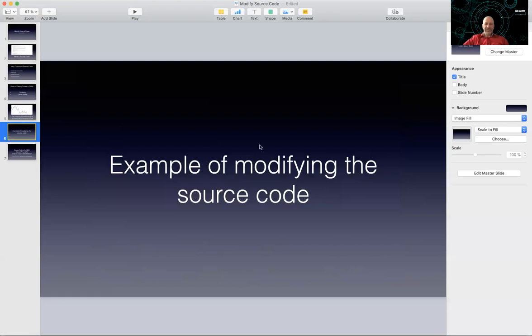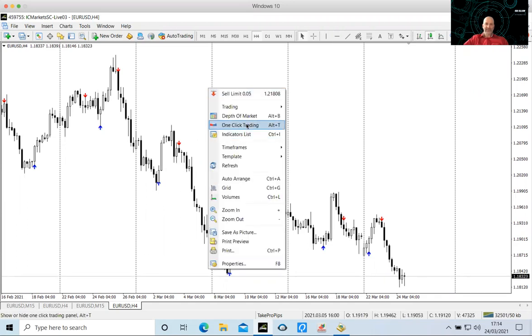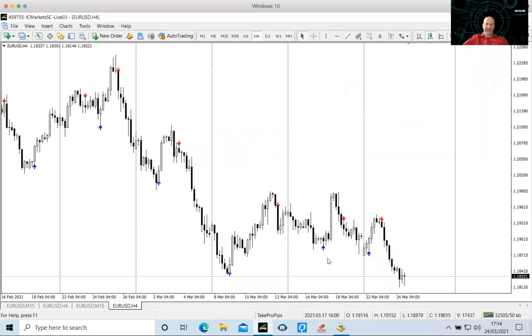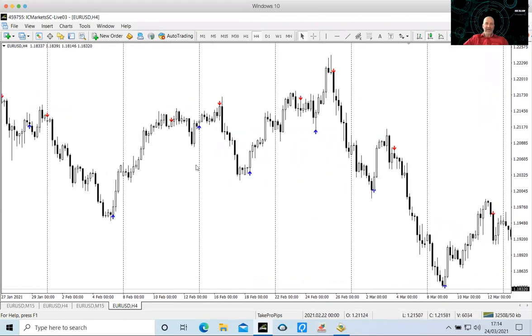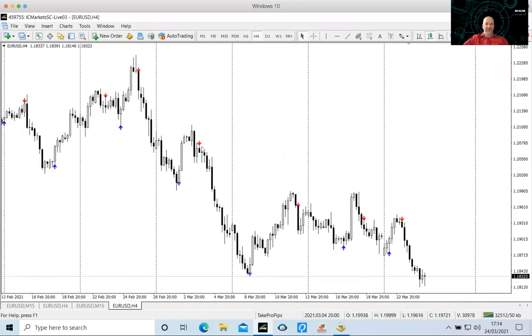I will give you an example of modifying the source code, and I will show you how it's done. All right, so as you see here, this is the indicator I showed you. This is MetaTrader 4, and this indicator is DWM Signals. It's my favorite indicator for confirming; as you can see here, it provides quite accurate signals. Sometimes the market can go against you, but they are okay.